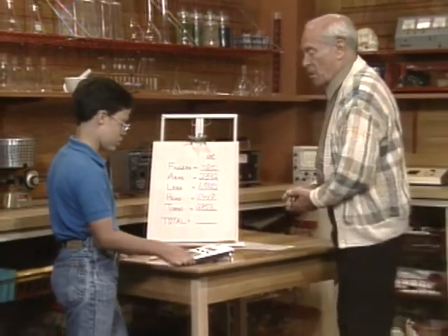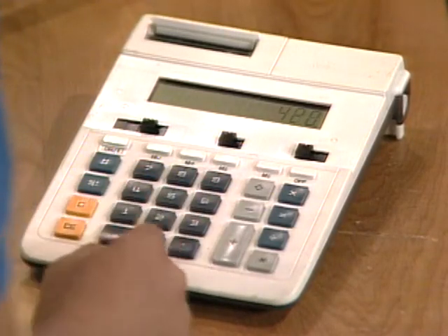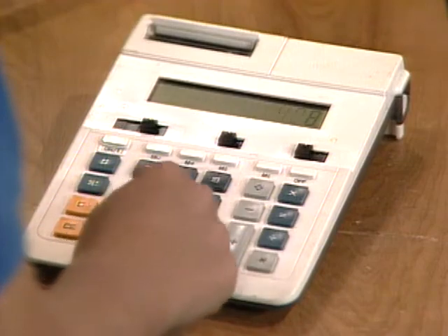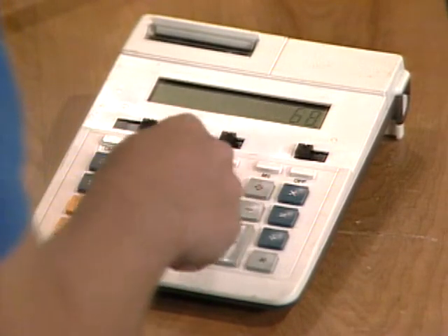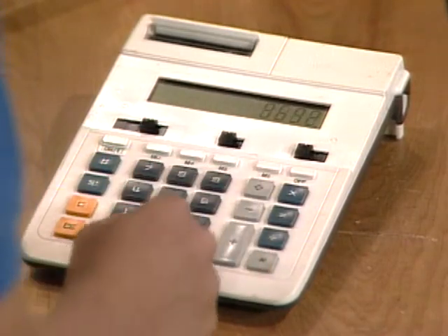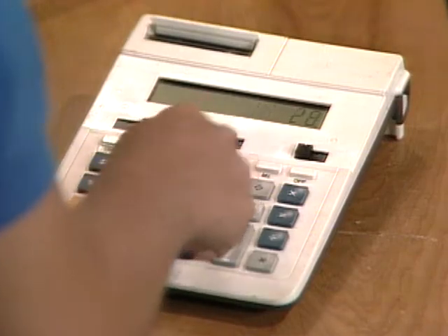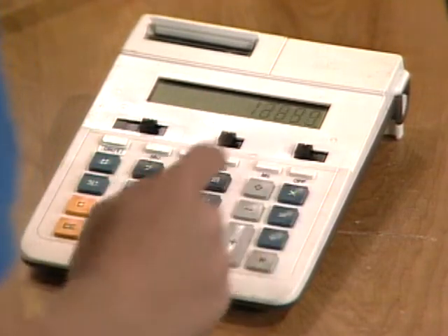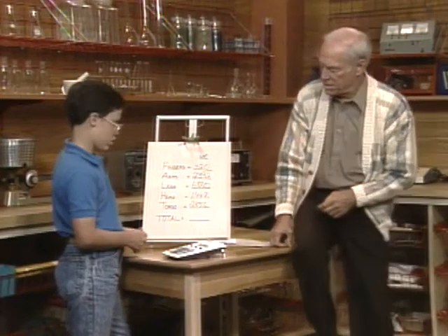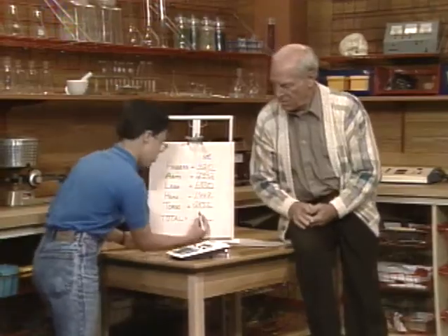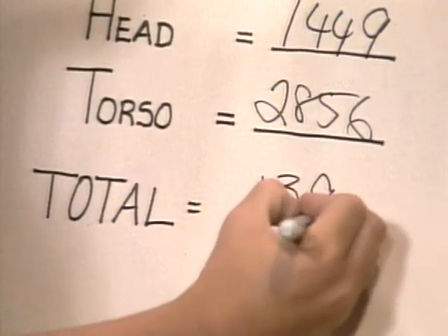I'll read them off and you add them up. Ready? Fingers, 420. Arms, 2,392. Legs, 6,880. Head, 1,449. Torso, 2,856. What do you got? I've got 13,997. Okay, write that down. That's way above. Off by a factor of what? About 3.